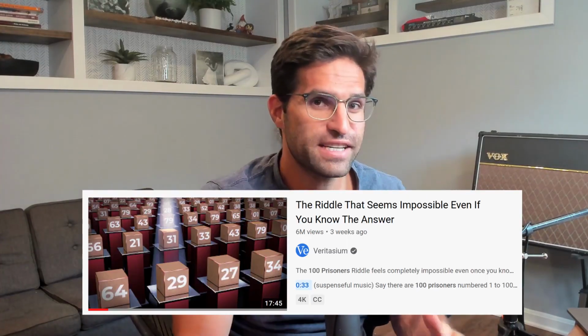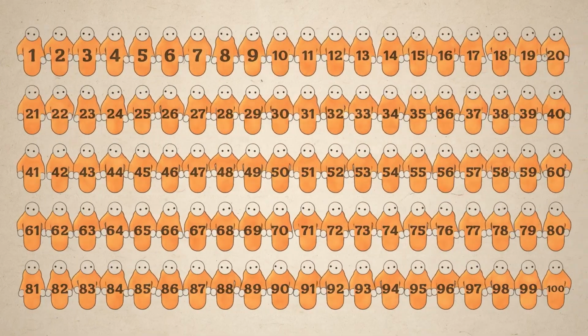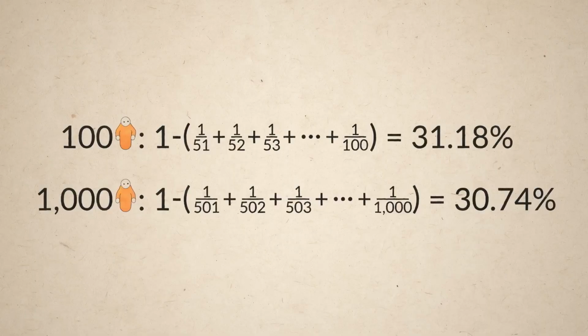Recently, I watched an amazing video by the YouTube channel Veritasium about a riddle involving 100 prisoners. What makes this riddle so amazing is that the answer is counterintuitive, yet the math proves it to be true. It's an amazing video. I would recommend checking it out if you haven't already.